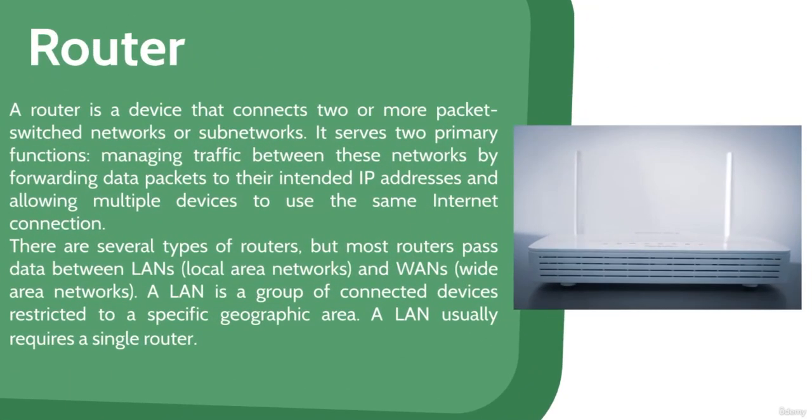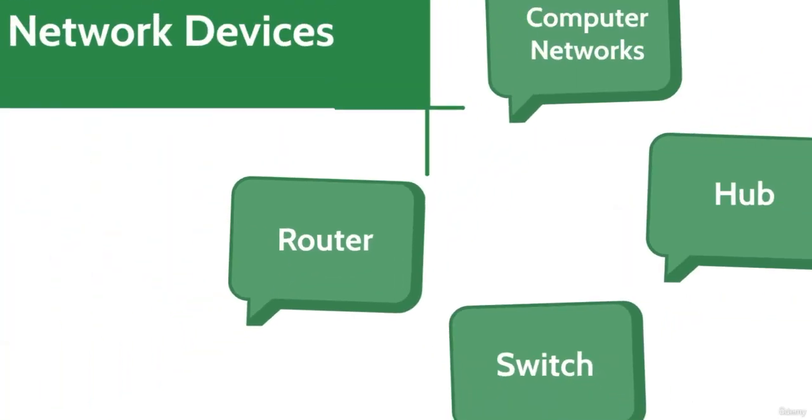A router is a device that connects two or more packet-switched networks or subnetworks. It serves two primary functions: managing traffic between these networks by forwarding data packets to their intended IP addresses, and allowing multiple devices to use the same internet connection. There are several types of routers, but most routers pass data between LANs, local area networks, and WANs, wide area networks. A LAN is a group of connected devices restricted to a specific geographic area. A LAN usually requires a single router.